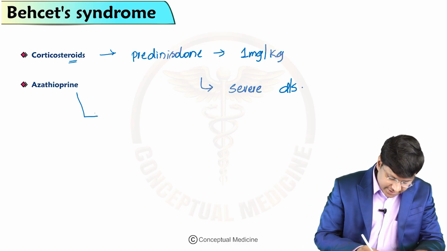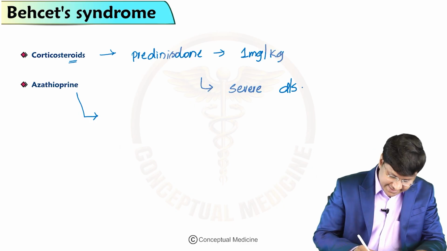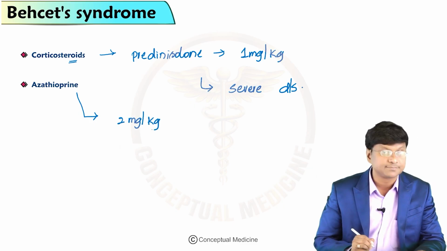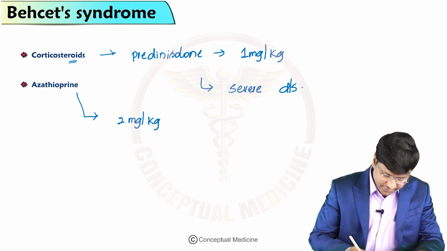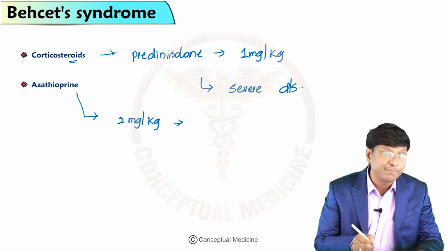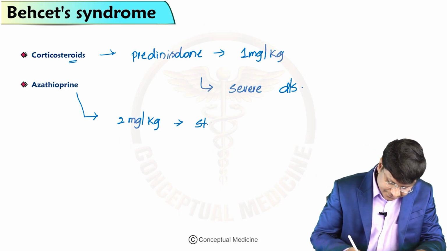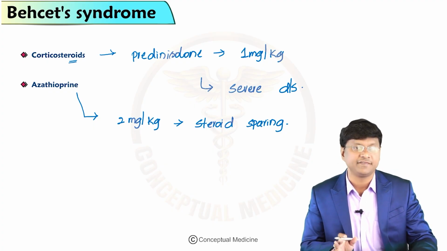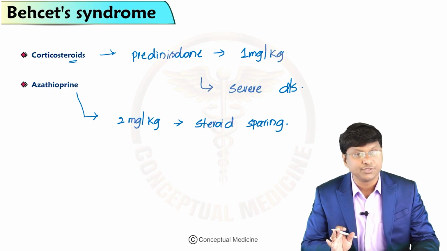The next important drug is azathioprine. Azathioprine should be given at a dosage of 2 milligram per kg. Okay, and this azathioprine has a steroid sparing effect. That is about azathioprine.